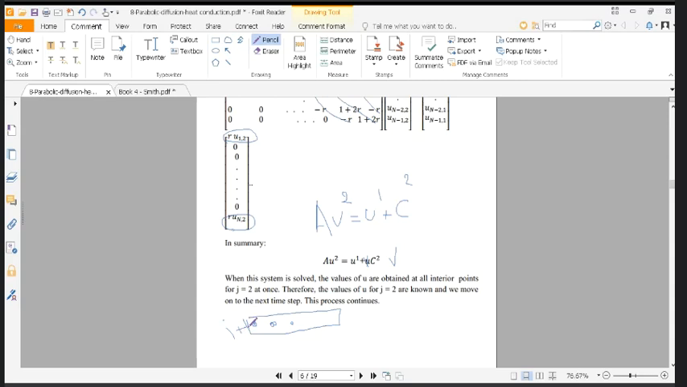In the explicit method, we solve one by one for the values at the new time level, and in the implicit method, we compute the values of u for all of the interior points at once.